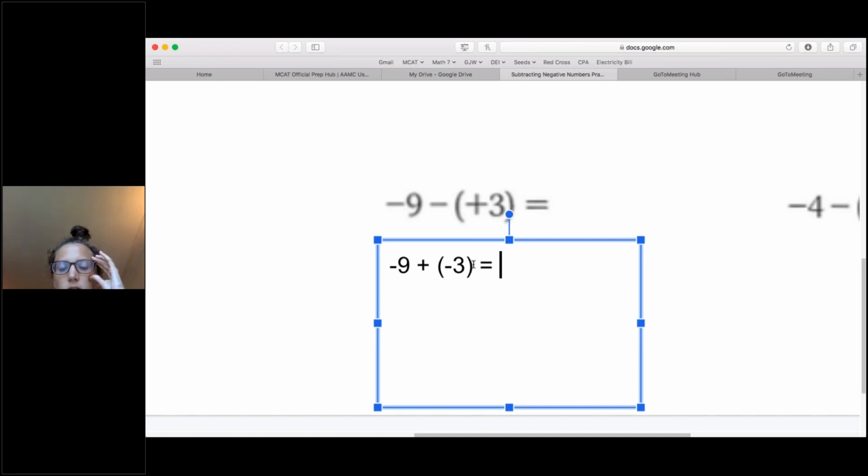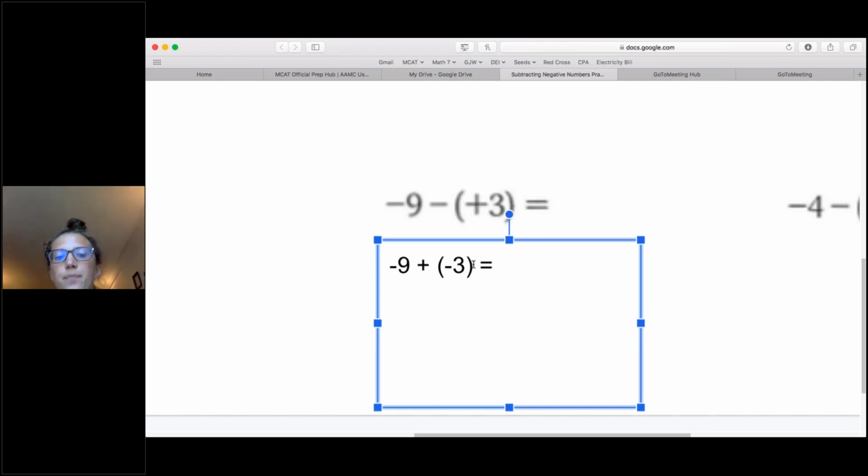Oh, hold on. So we're adding, right? Oh, we're subtracting. So negative 6, right? It's two negatives. So negative 6? Sorry, they're both negative.